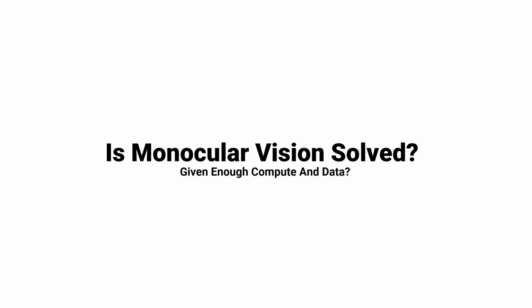We have given enough compute, we have given enough data. The compute here is used for a lot of these fancy diffusion models which we saw at the end, and data is used for all these transformer-based modules or even these diffusion models which are very data hungry. Is monocular vision solved? Is it enough? Have we conquered this dream of just being able to predict amazing depth from a single image?